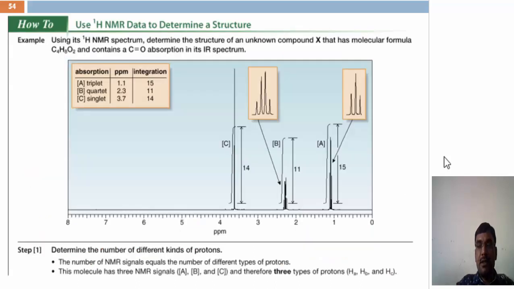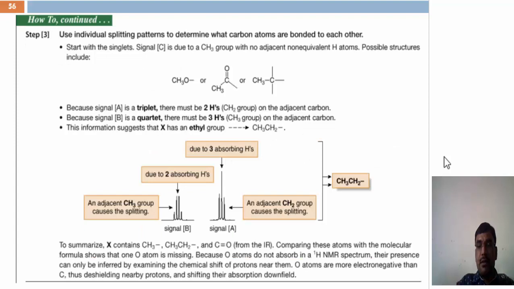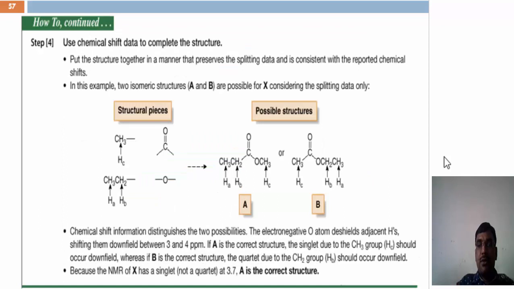H1 NMR structure determination. Here we can see in the diagram. By using the diagram we can determine the structure. Use the integration data to determine the number of hydrogen atoms giving rise to each signal. Use the individual splitting patterns to determine what carbon atoms are bonded to each other. Use chemical shift data to complete the structure.